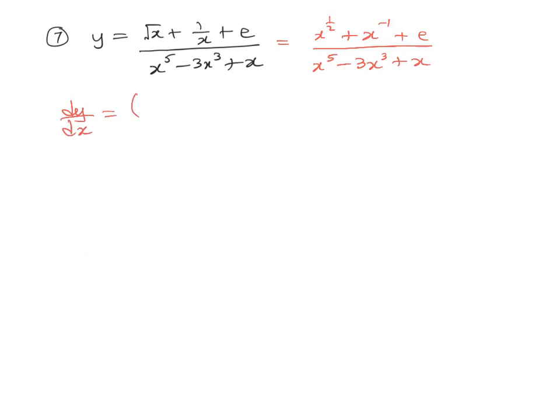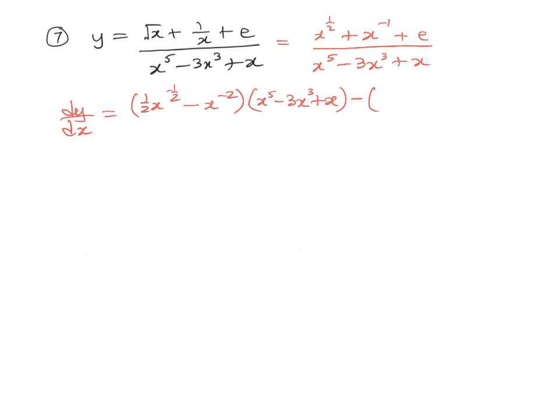Well, the derivative of x to the 1/2 is 1/2 x to the -1/2. The derivative of x to the -1 is minus 1x to the -2. And the derivative of e, well, e is a constant. E is 2.7, etc., etc., etc. So the derivative is 0 times, now the bottom left alone. So x to the 5th minus 3x cubed plus x left alone.